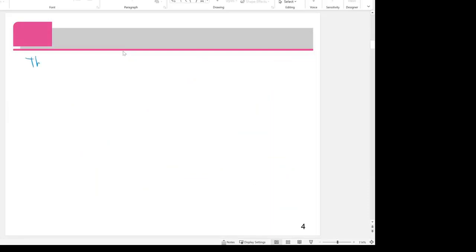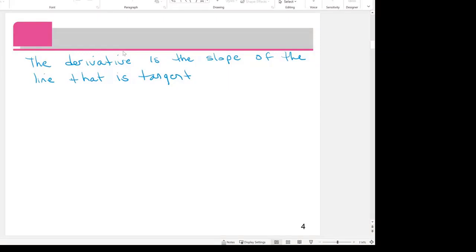The derivative is the slope of the line that is tangent, and tangent means it only touches in one place, only touches in one place, to any curve at some point.